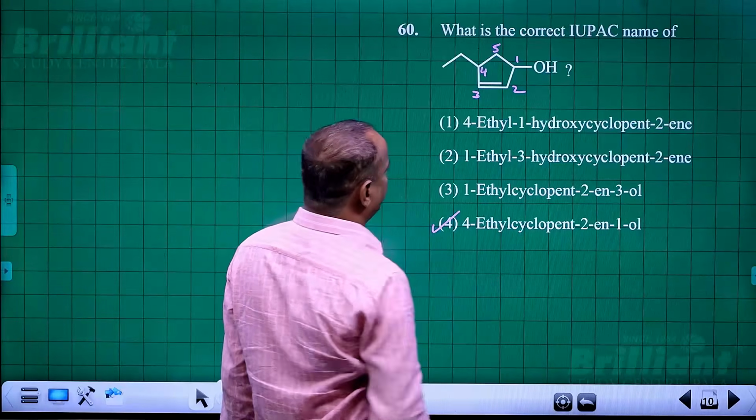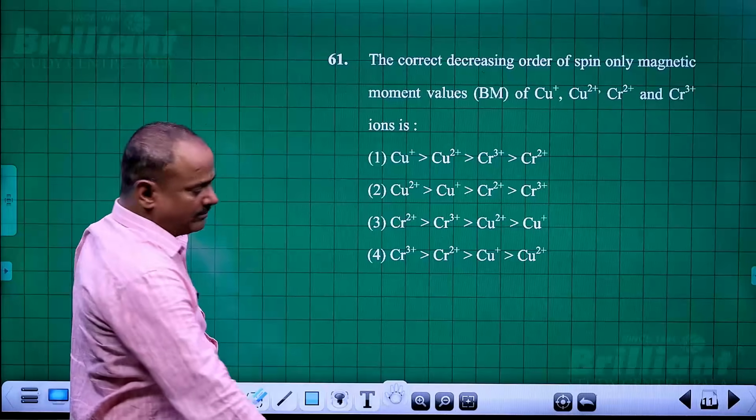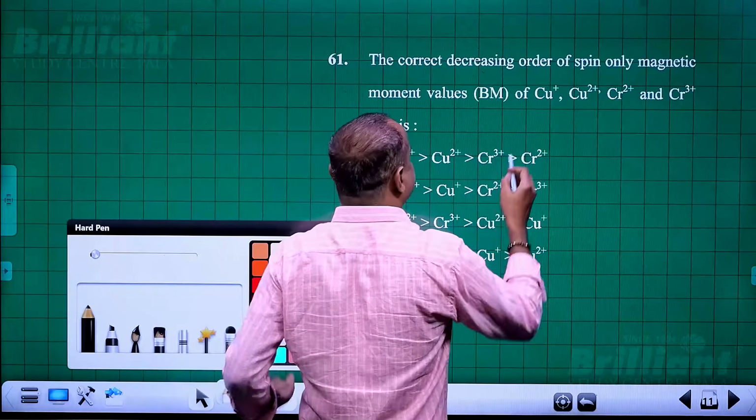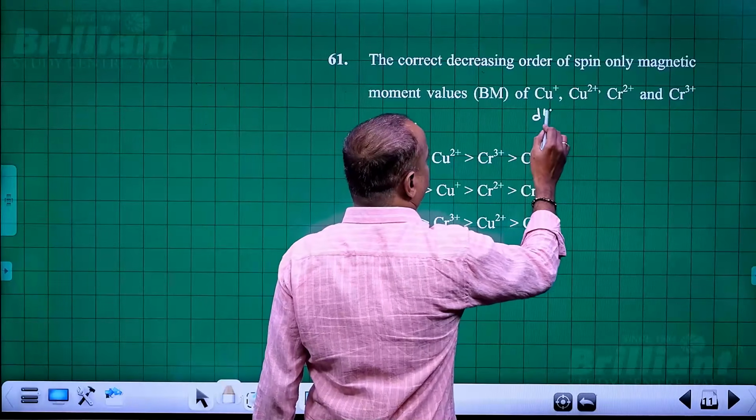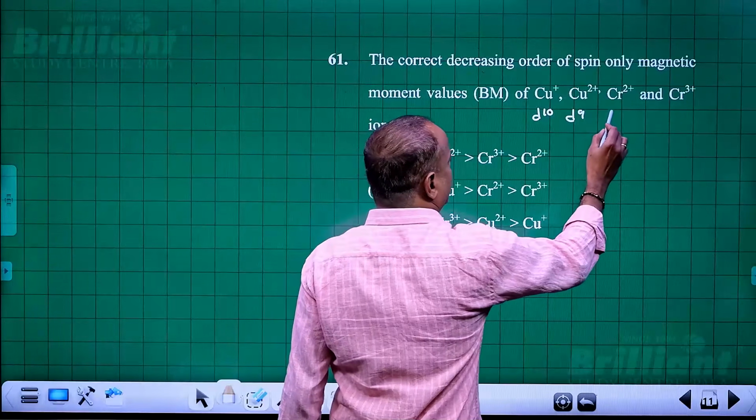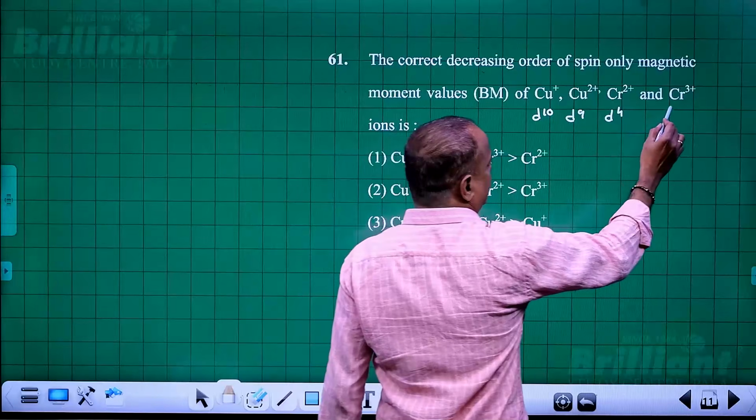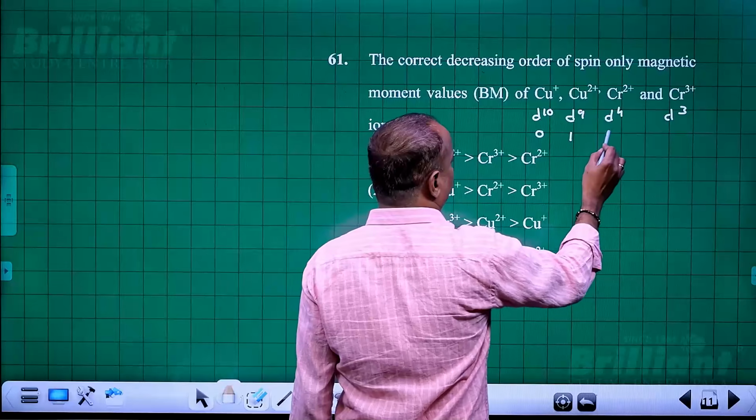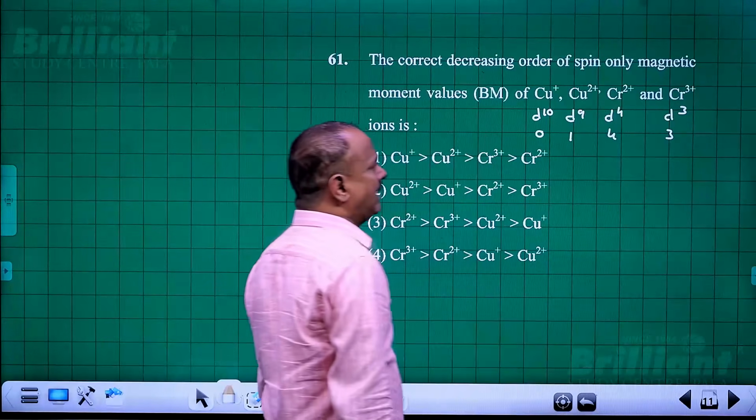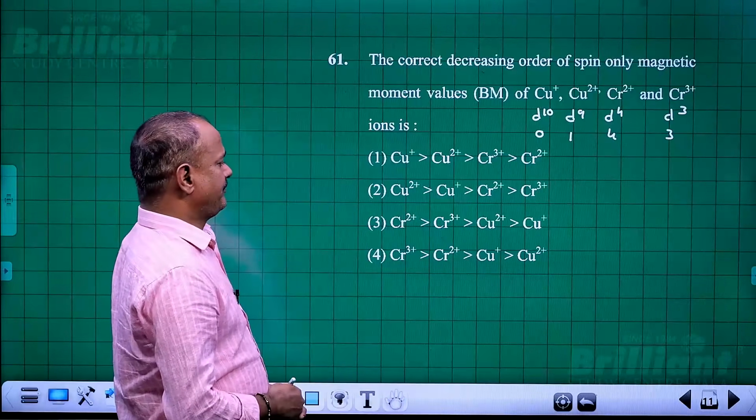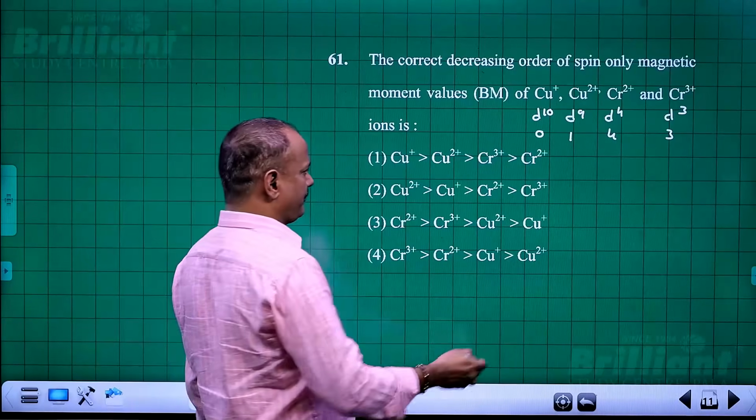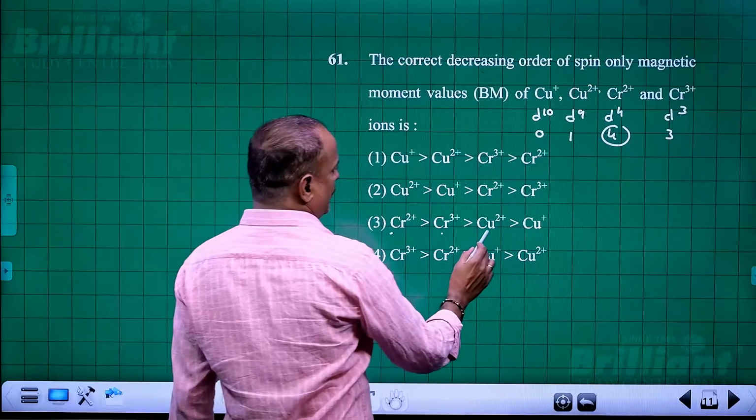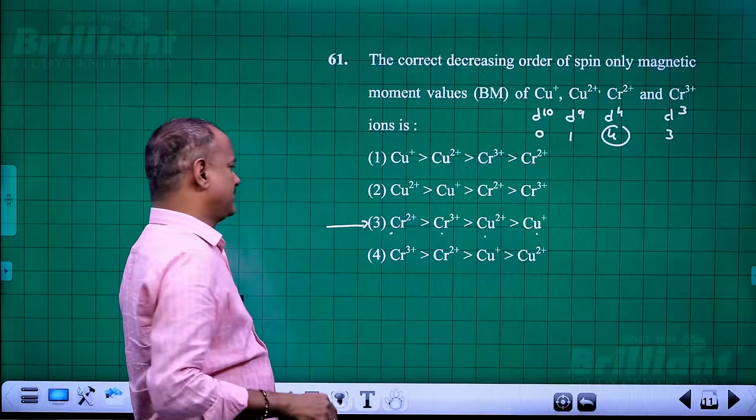Correct order of spin only moment: Cu plus 1, Cu plus 1 is d10, d9, d4, d3. Number of unpaired electrons: 0, 1, 4, 3. So highest value is 4, then 4, 3, 1, 0. Option 3.